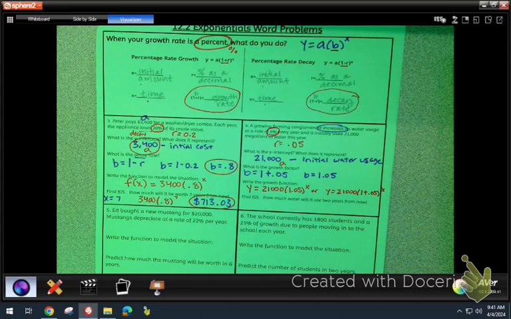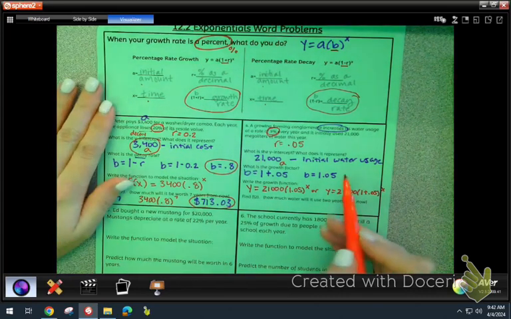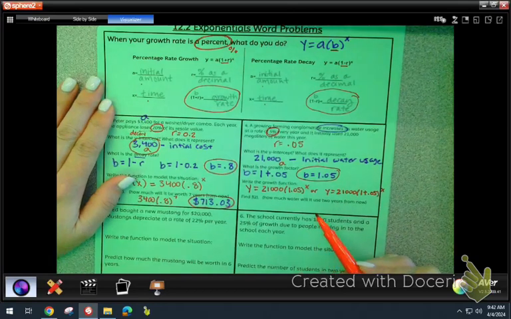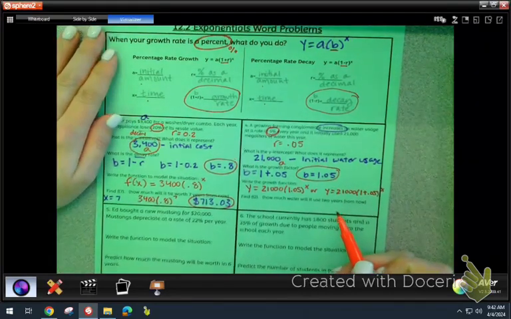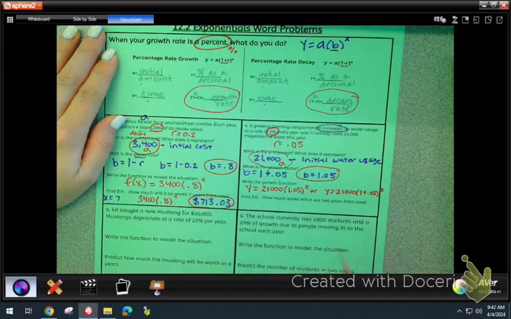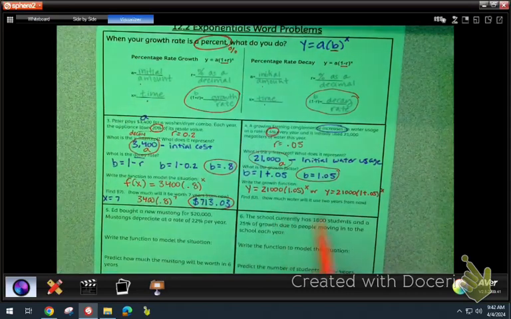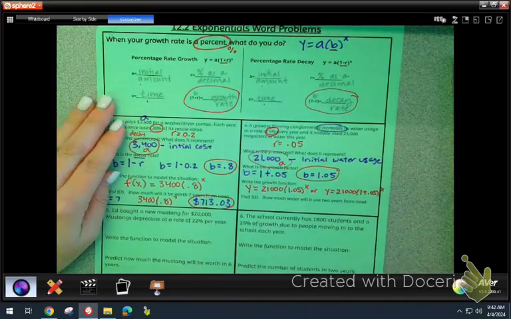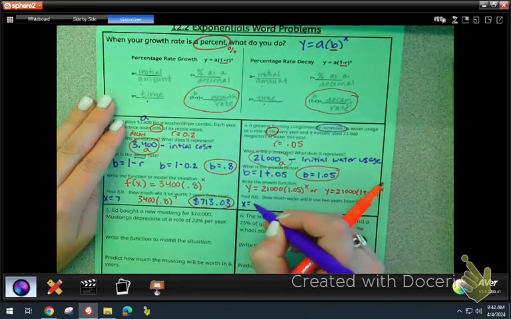Now, does it make sense that this is growing? Yes, because what's your B value? Higher than 1. Bigger than 1. Not by much, but it is bigger than 1. So here's your equation. Y equals A times B to the X. Evaluate f of 2, or another way, how much water will they use 2 years from now? Where do you plug in a 2? In the X. All right, go.